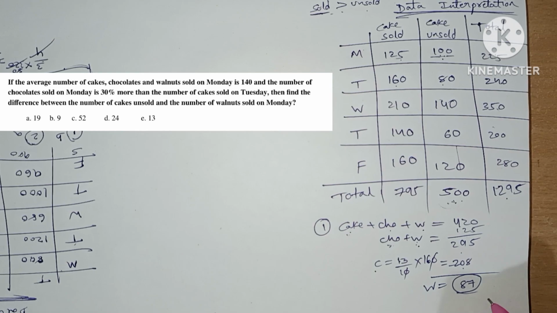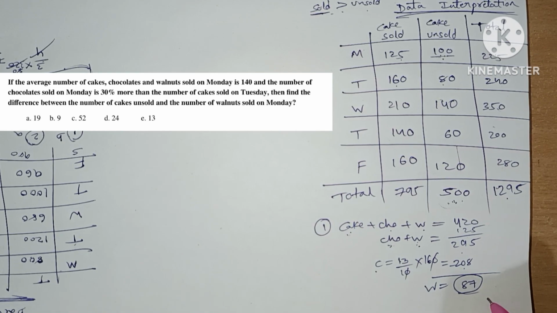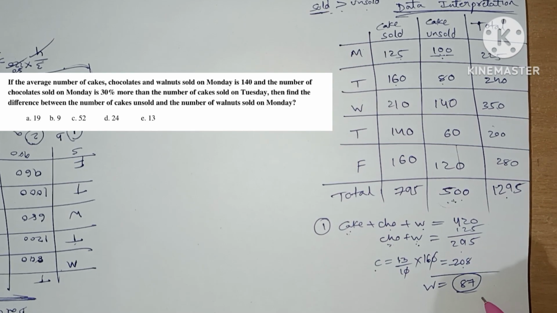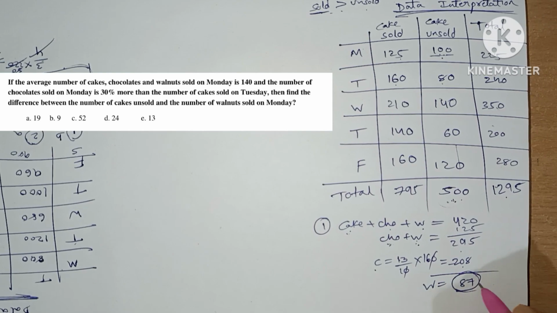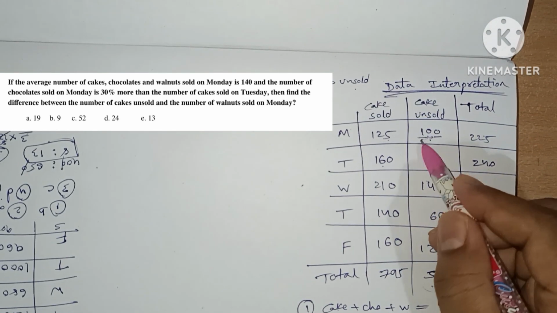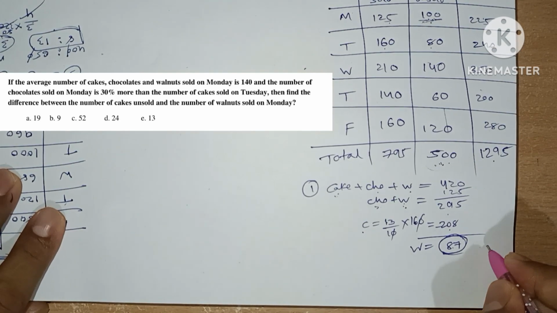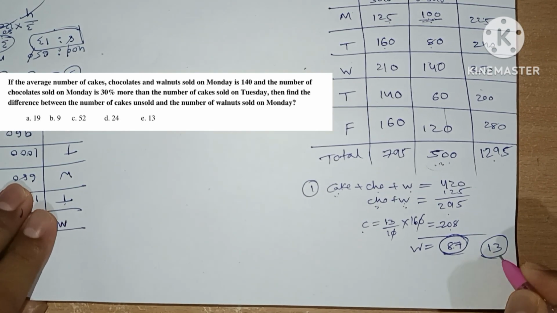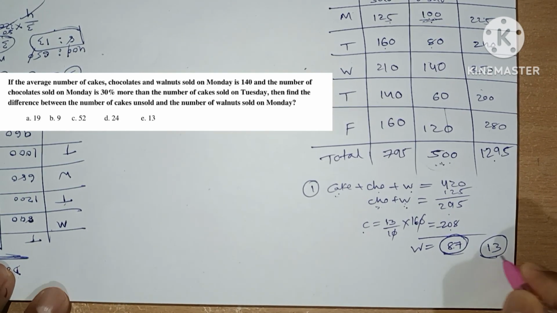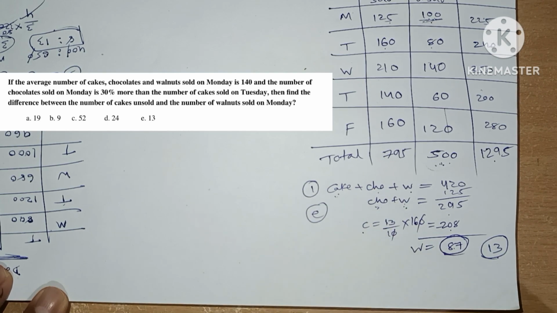Now the question asked is to find the difference between the number of cakes unsold and the number of walnuts sold on Monday. So the difference between this and this one, unsold cakes, 100 minus 87, which is 13, is our answer. So option E is the answer for the first question.